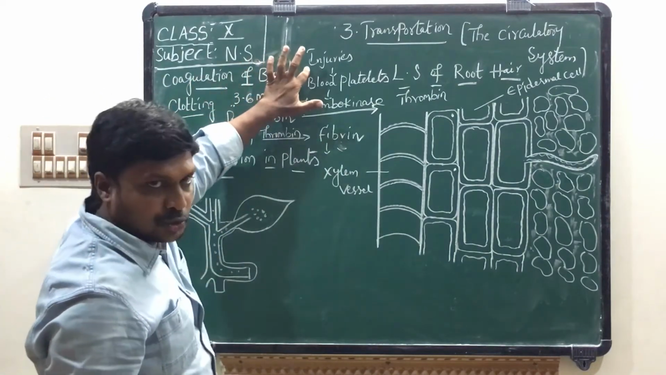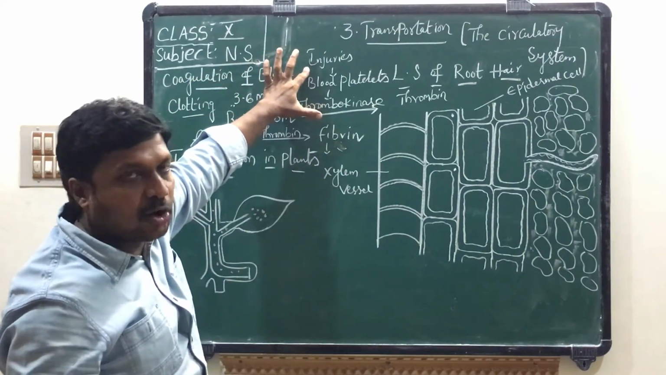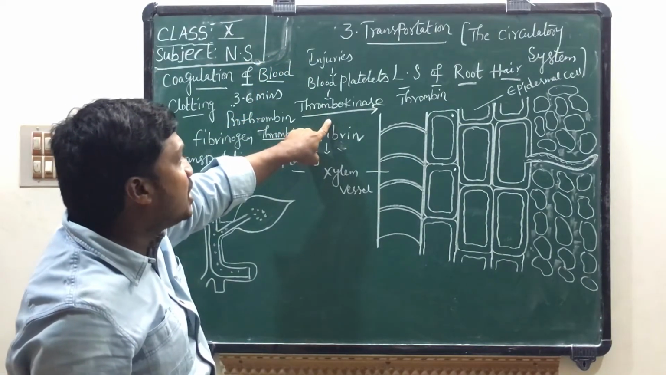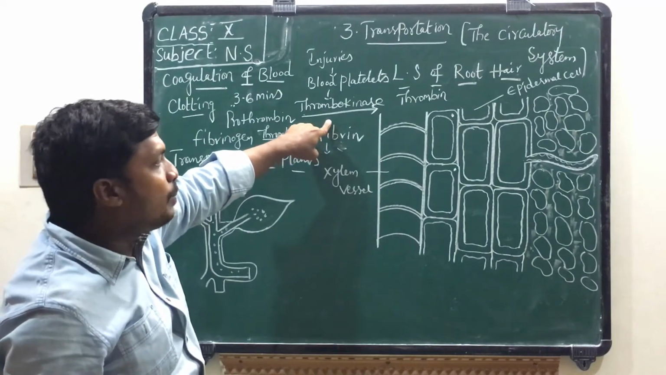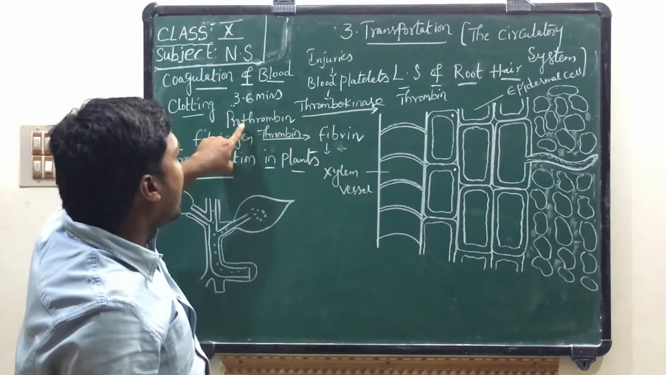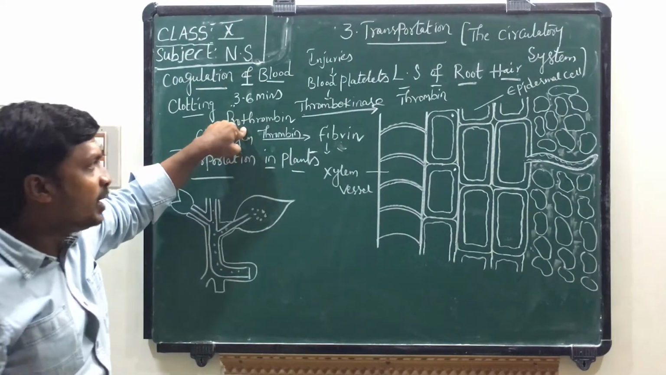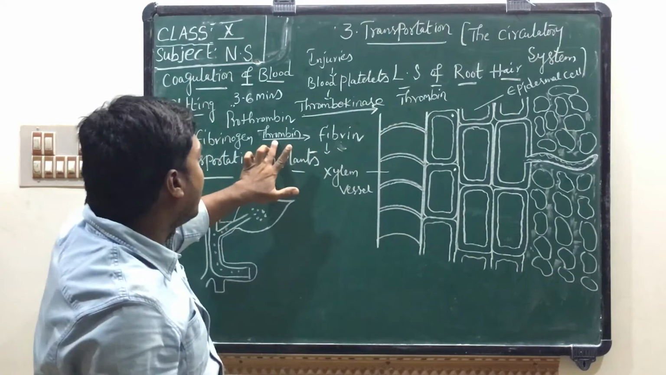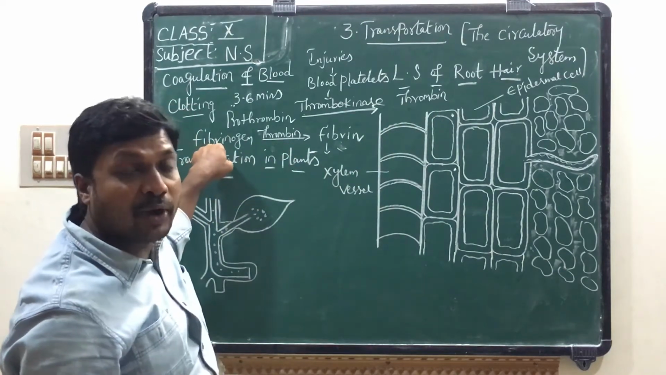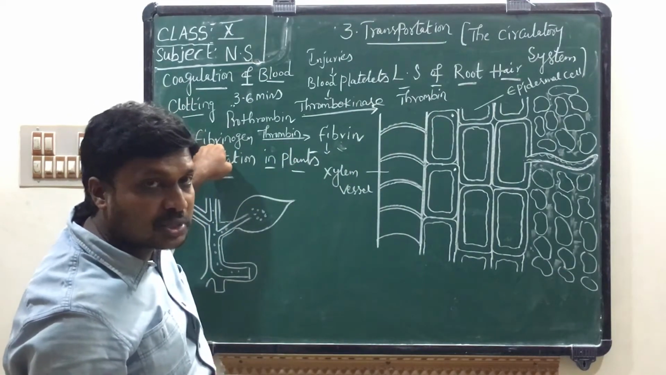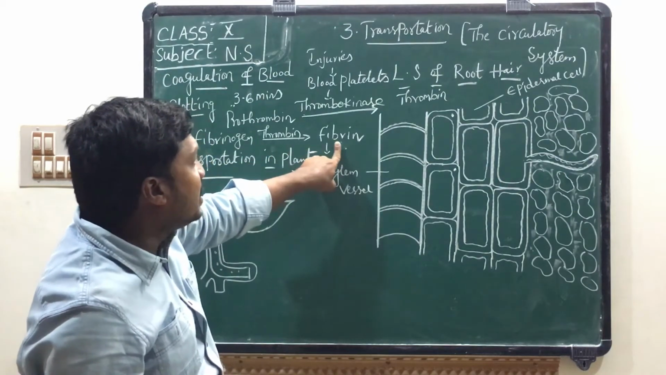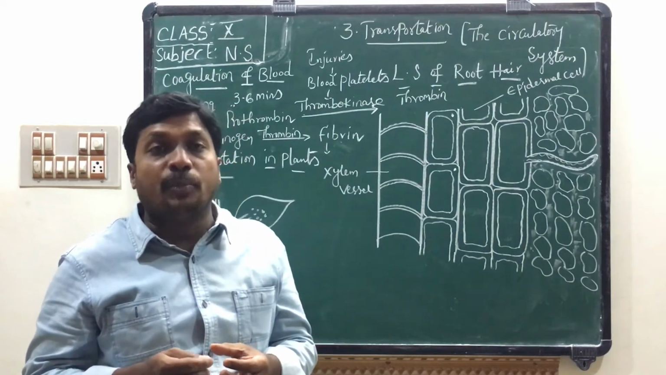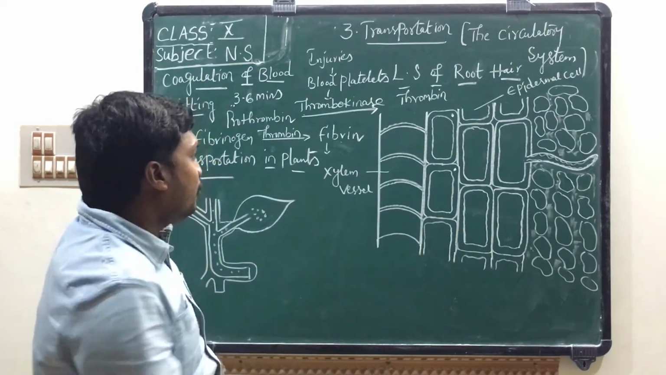At the time of injuries, injury means rupture or cutting of a blood vessel, blood platelets present in the blood release the enzyme known as thrombokinase. What is that? Thrombokinase. This thrombokinase acts on a substance known as prothrombin, and converts it into thrombin. This thrombin acts on another substance known as fibrinogen, and converts it into fibrin. This fibrin helps to convert soluble fibers into insoluble fibers.